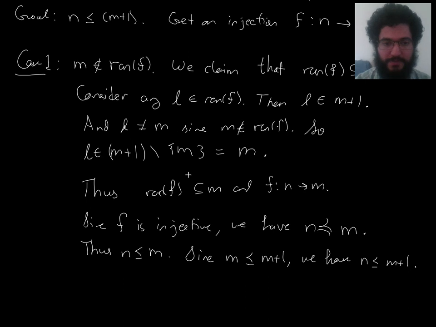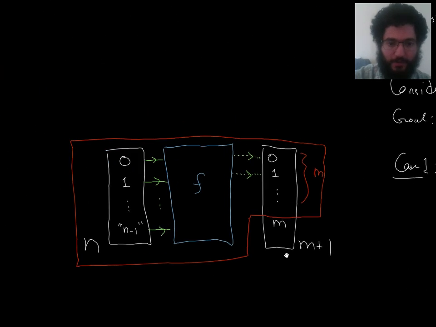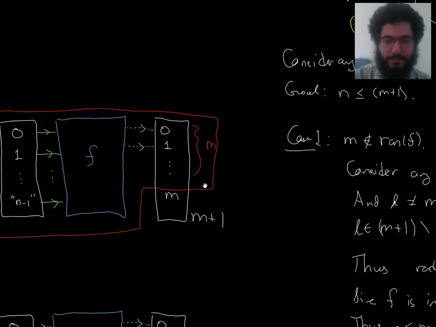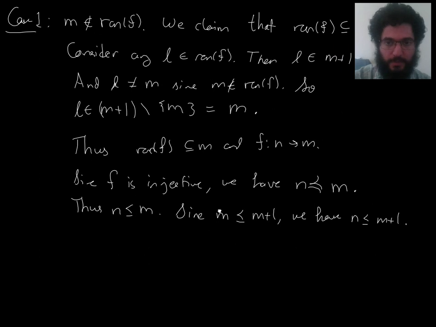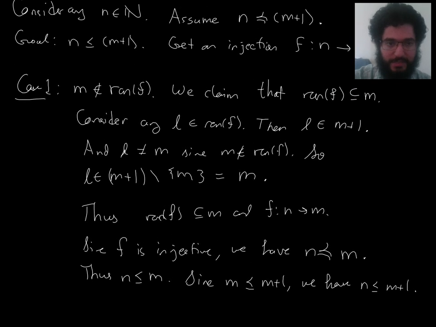So that proves the induction step. That finishes the induction step in case 1, this sort of, I would say, easier case where M is not in the range of F, where you don't have an arrow going to here, so you can just look at this smaller picture here without any crazy modifications. So thus, the induction step is done.